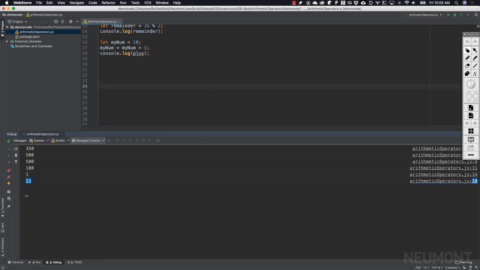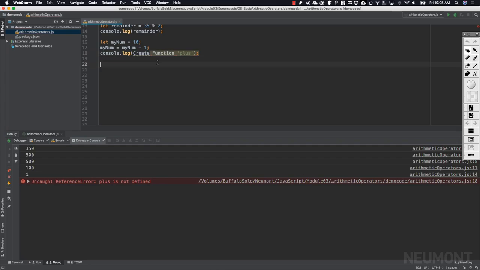Now when we run this code, we're expecting to see 11 again, and this time we got ourselves an error. Oh, because of the plus, we got rid of that plus variable when we got rid of that extra variable in order to simplify our code. What is going on here? All right, so my num. All right, so now when we run it, I hope everybody caught that.